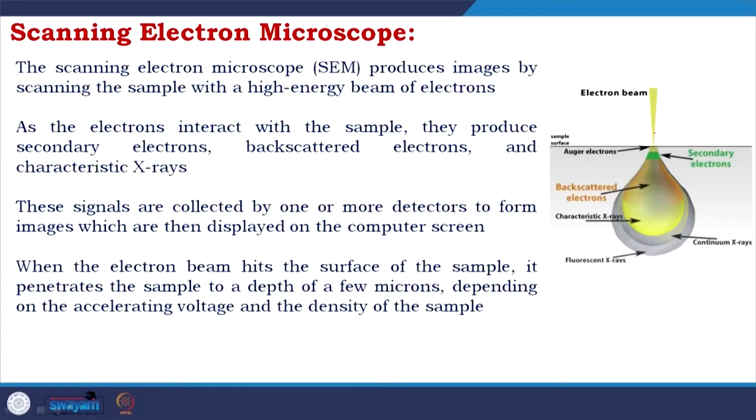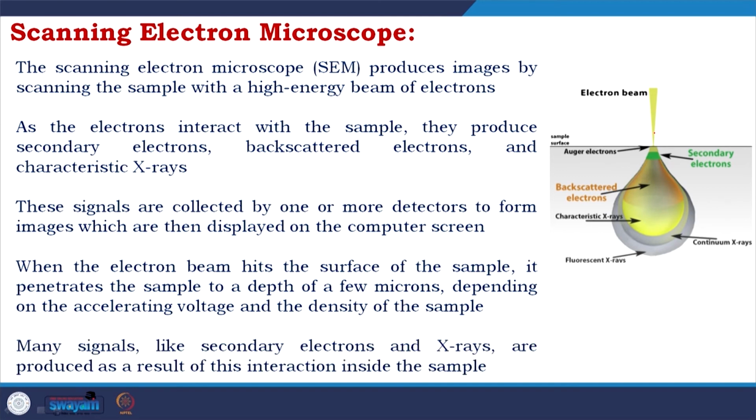When the electron beam hits the surface of the sample, it penetrates the sample to a depth of a few microns, depending on the accelerating voltage and the density of the sample. Many signals like secondary electrons and X-rays are produced as a result of this interaction inside the sample.